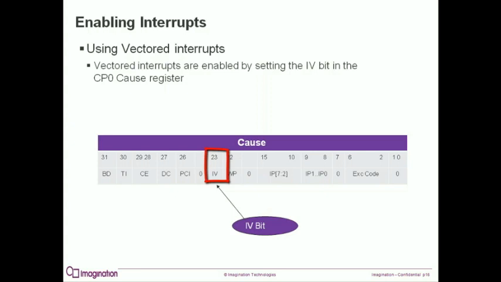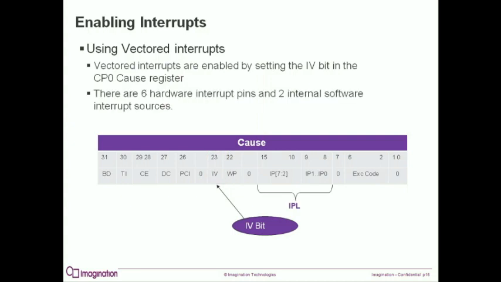To enable vectored interrupt mode, the boot code needs to set the interrupt vector bit number 23 in the cause register. While we're here, I'd like to point out the interrupt priority bits. These bits will give you status on what interrupts are active. You can check these bits at any time for pending interrupts, although you don't need to do so for normal operation. The interrupt priority bits are made up of 6 hardware pins and 2 virtual software pins.